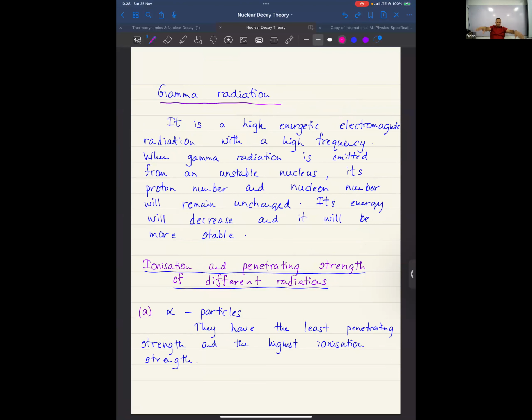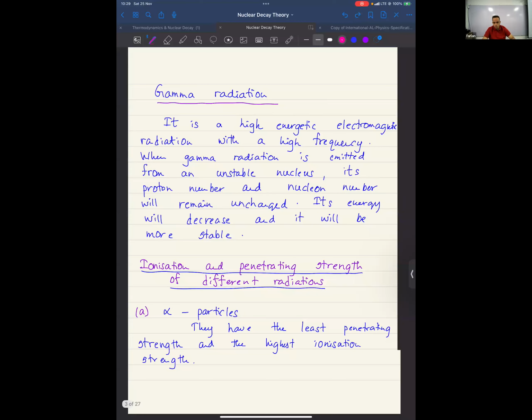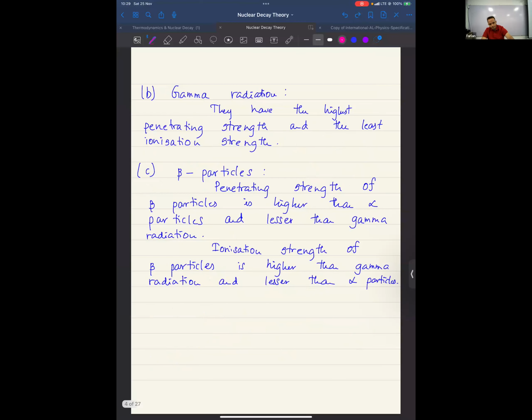Is lead also used, sir? No, practically it's mostly concrete that is used, but yes, a thick sheet of lead is used to stop it too. Because it's cheap and everything.